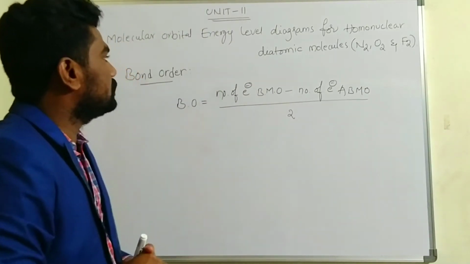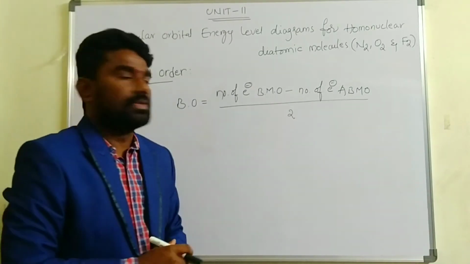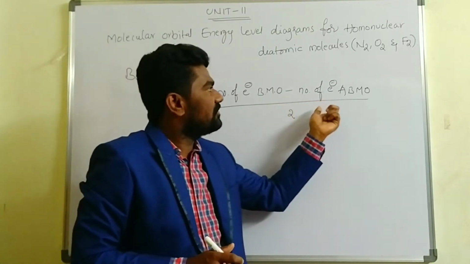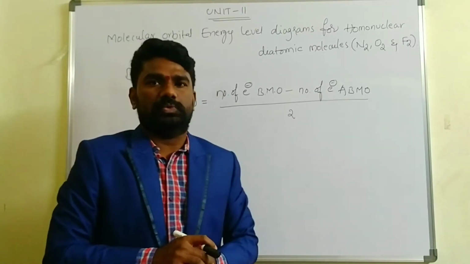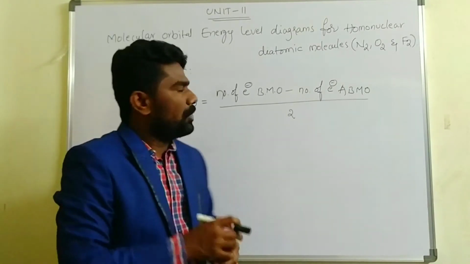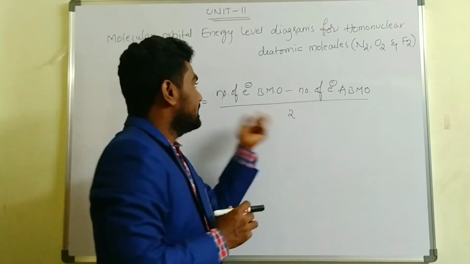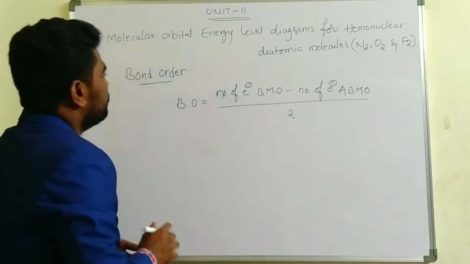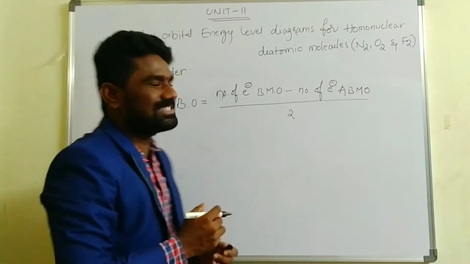This is the equation to calculate the bond order. Bond order is equal to the number of electrons present in the bonding molecular orbitals minus the number of electrons present in the anti-bonding molecular orbitals, divided by 2. According to this equation, we are going to calculate the bond order of the given molecule. From this, we have three cases to discuss for the bond order.